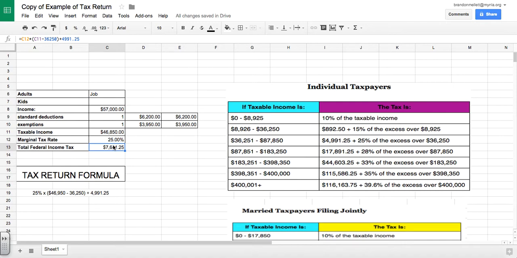So again, what we just did was find the tax bracket that we're in for our formula. We took 25% times, in parentheses, our taxable income minus $36,250. Then from there, we added $4,991.25, and we had a balance remaining of $7,641.25. So Job would have to write a check for this amount to the IRS because he did not pay enough taxes throughout the year.